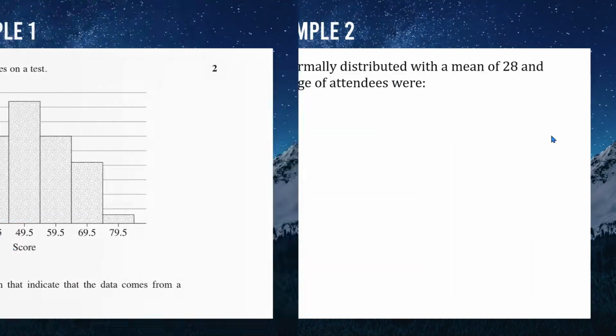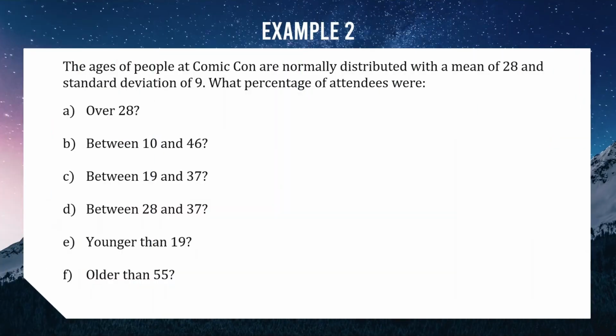Let's do another one. We have an example. The ages of people at Comic-Con are normally distributed with a mean of 28 and a standard deviation of 9. What percentage of attendees are? We've got a bunch of questions.